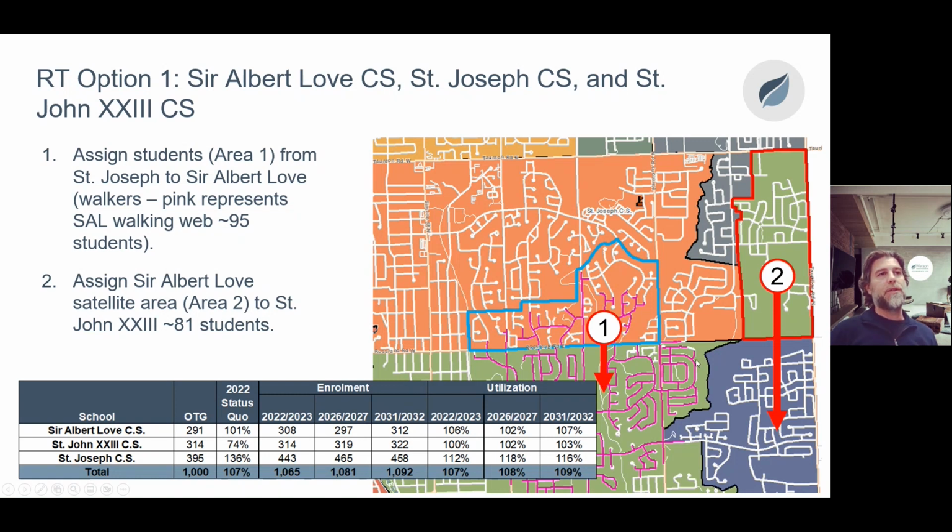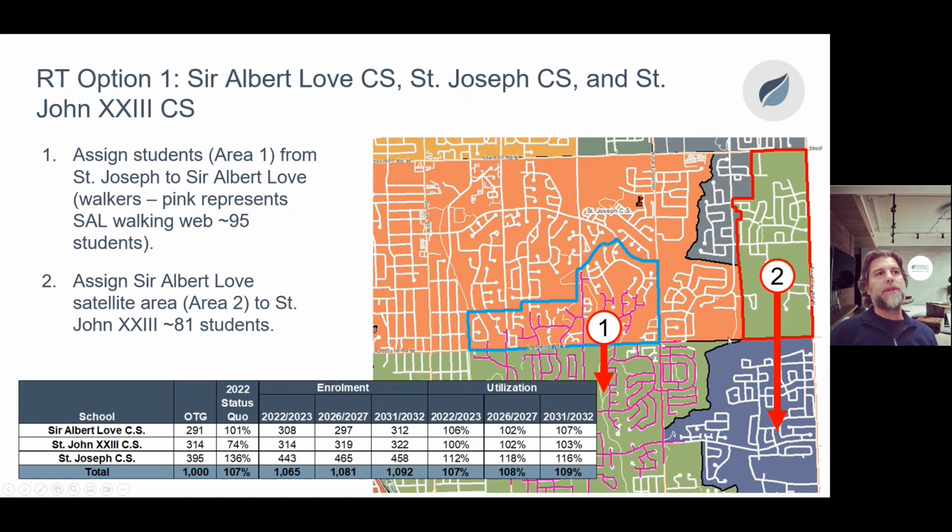And then where St. John comes into the mix, this area here that we see denoted by the number 2 is actually part of Sir Albert Love's boundary. You can see the similar colors there. It's what we refer to as a satellite boundary because it's not necessarily contiguous with the original boundary.